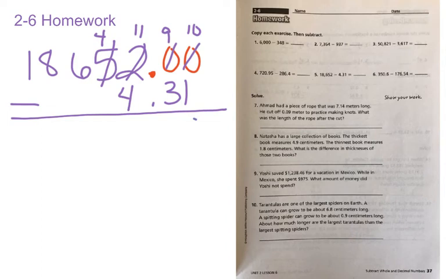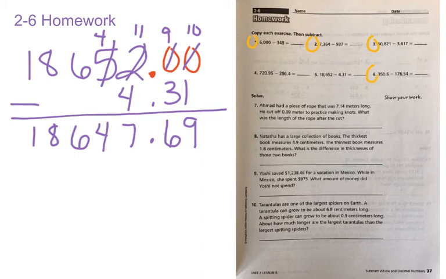10 minus 1 is equal to 9. 9 minus 3 is equal to 6. Bring down my decimal. 11 minus 4 is equal to 7, and 4 minus nothing is 4. 6 minus nothing is 6. 8 minus nothing is 8, and 1 minus nothing is 1. So we have 18,647 and 69 hundredths.